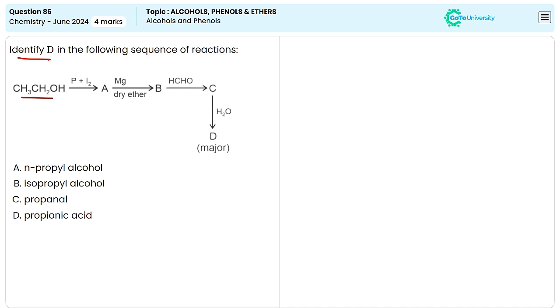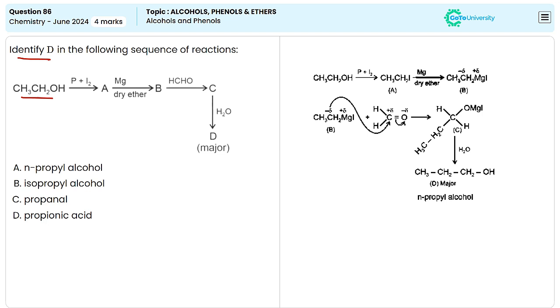This ethanol on reaction with phosphorus and iodine is producing some intermediate compound A. So first of all, we need to know the complete reactions involved here. And the overall reaction can be represented as given here. That is, the alcohol on reaction with phosphorus and iodine will produce iodoethane. That is, the hydroxyl group will be substituted by iodine. So the product A is iodoethane.